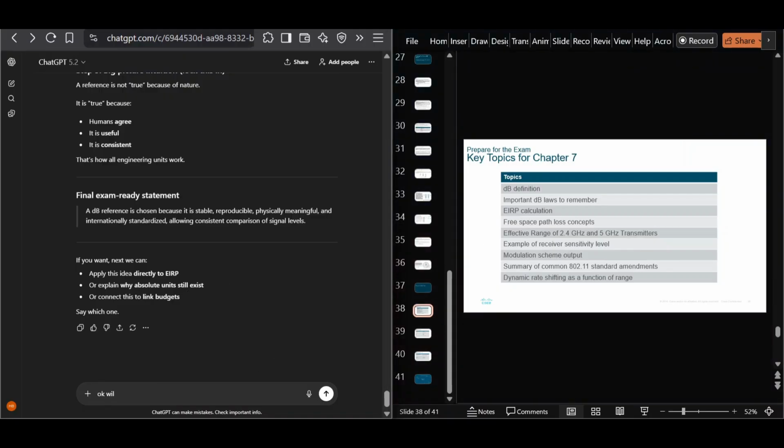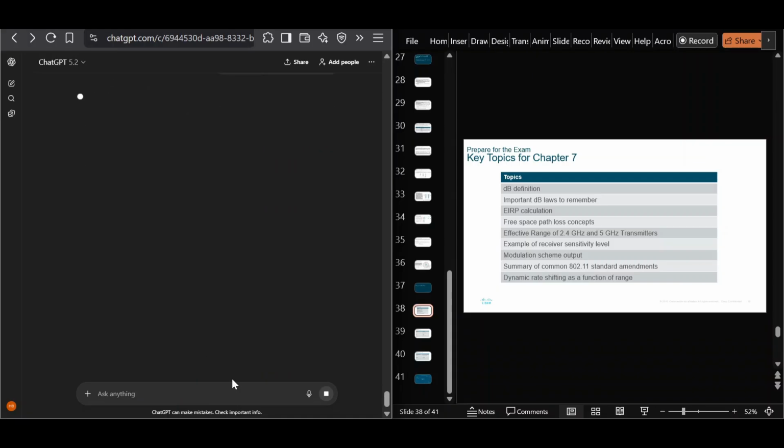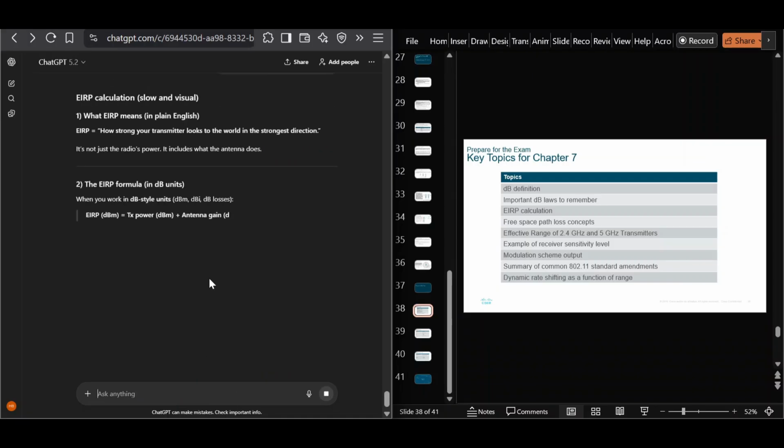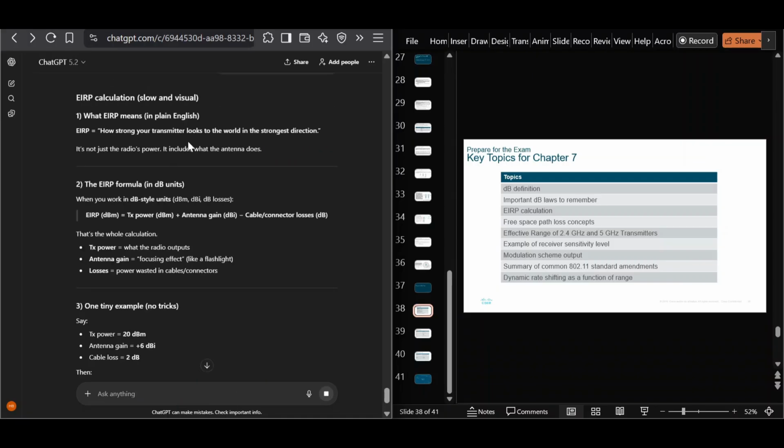Okay, we'll start with the EIRP. EIRP is how strong your transmitter looks to the world in the strongest direction. It's not just the transmitter, it includes what the antenna does.